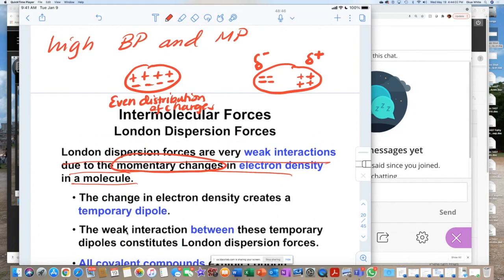So when this happened, the change in the electron density, or the electron distribution, from going from even to uneven distribution results in a temporary dipole. Polarization. Polarization is separating things based on a difference, right? In this case, the difference is a charge, creating two opposite end charges.